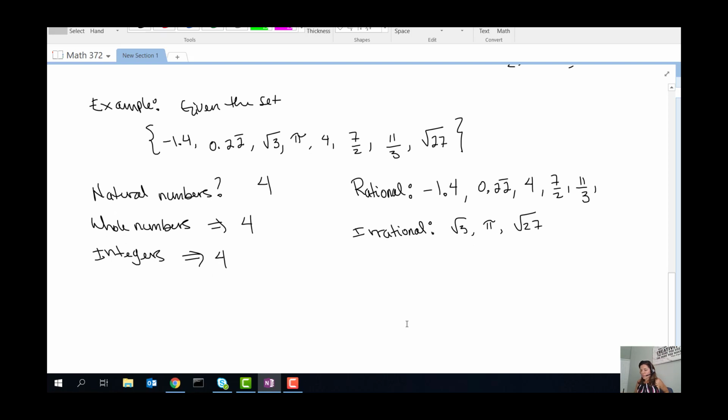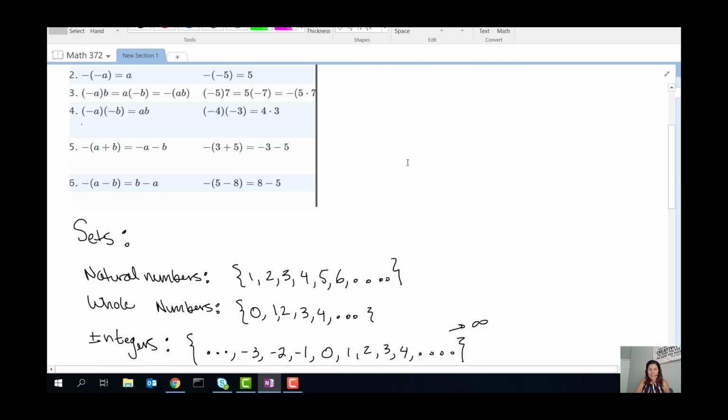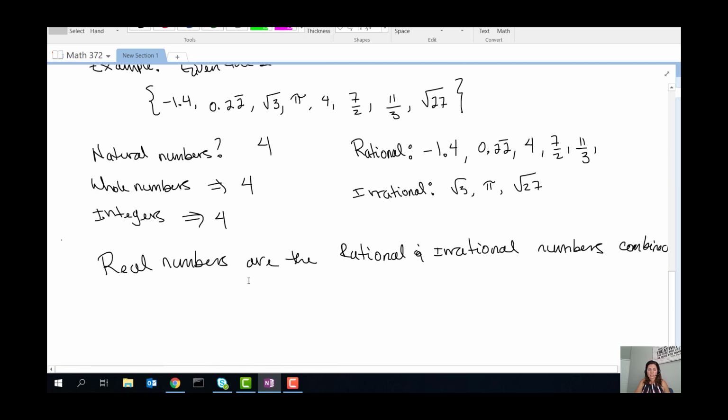And so some of the properties with real numbers, so let me just write, the real numbers are the rational and irrational numbers combined. So that makes up your real numbers. And so the properties, going up above when we did the properties of those negatives, this is assuming that a is a real number. So it can be rational or irrational.